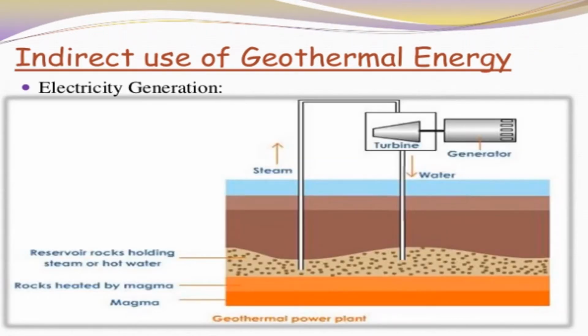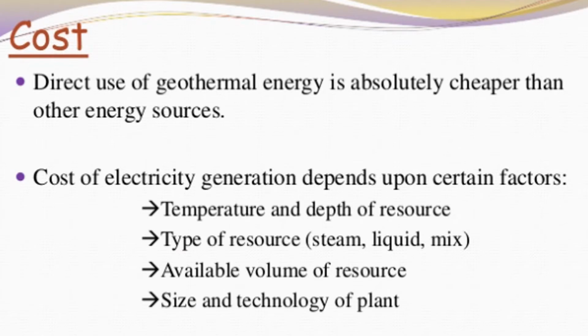The indirect use of the energy is that we use this energy to generate electricity. So that's why we have a turbine here. Turbine means it converts the water, so it makes it stronger and makes a strong form of generation of electricity.